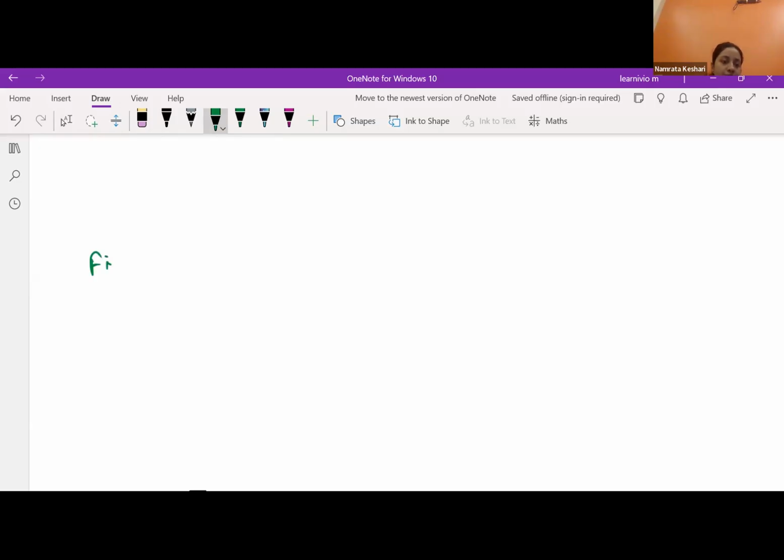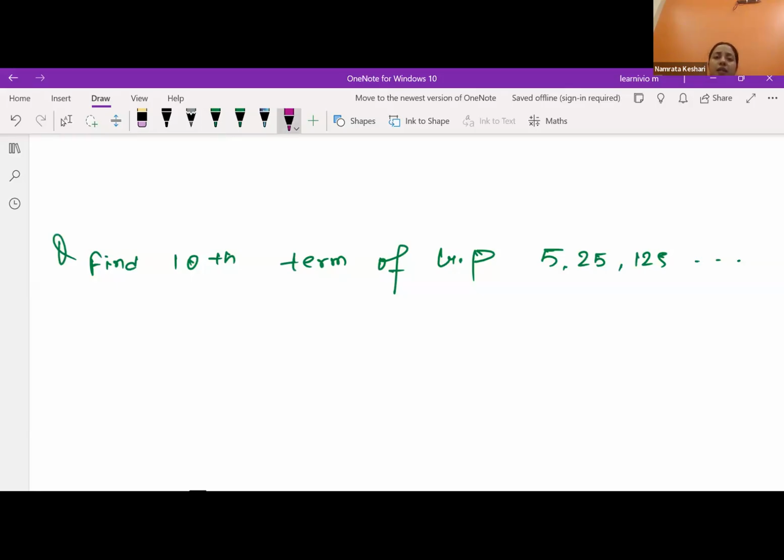Find the 10th term of the GP. We don't have to check whether it is in GP or not, because it is given in the question to be in GP. What we have to do is find the 10th term. The way you were doing everything in the arithmetic progression chapter, exactly like that we'll be doing everything over here, but just the terms are different.